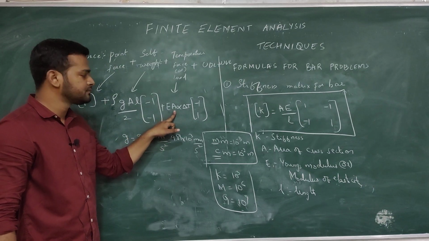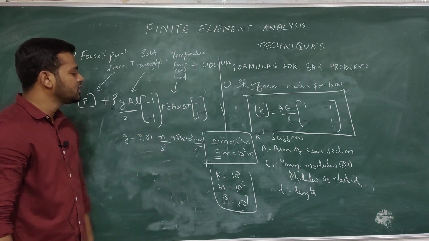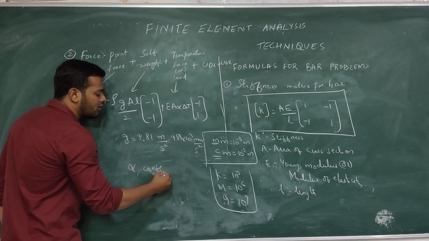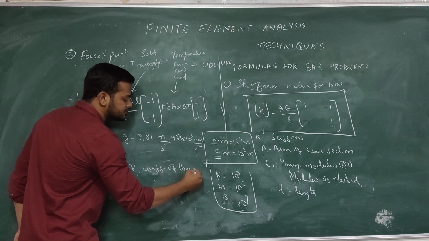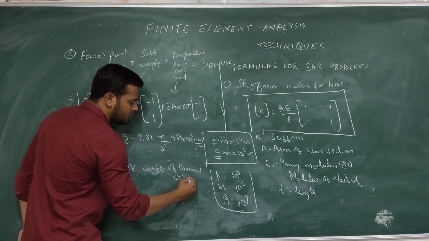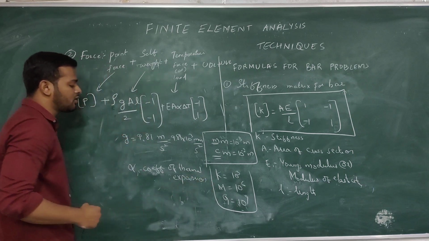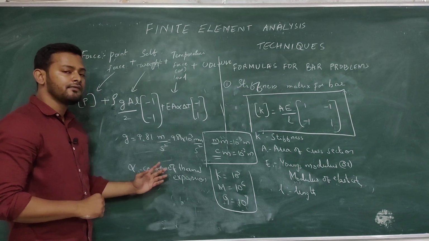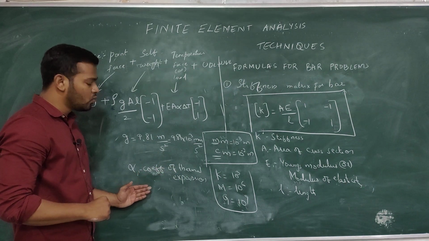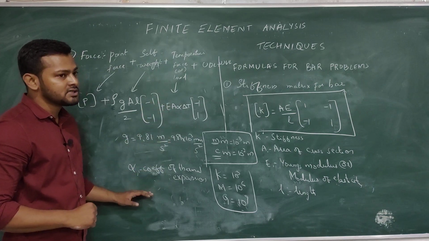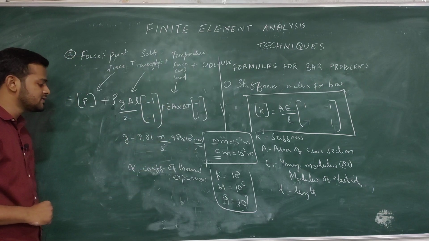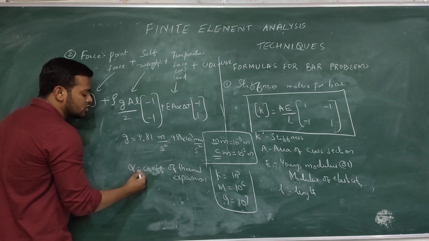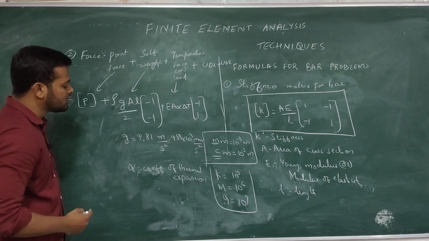A is the area of cross section. Alpha is called the coefficient of thermal expansion. You might have come across this term while solving problems of strength of materials. This value will determine, because of temperature, how much my member will expand. I will give you a brief overview of the coefficient of thermal expansion, so that it will help you to solve the problems.